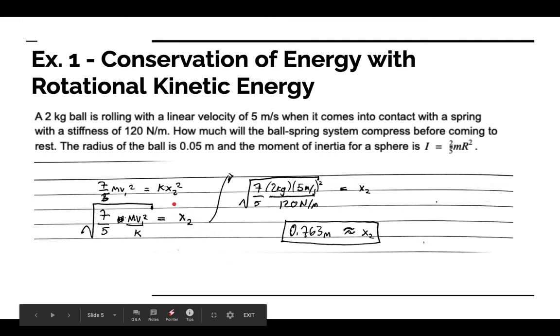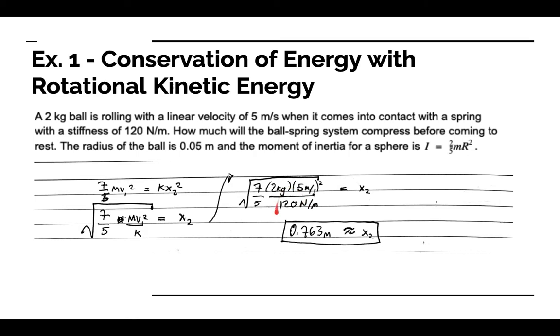As a result, we can now solve for x2, which gives us the square root of 7/5 mv1 squared divided by k, which, after plugging in all our knowns, gives us 0.763 meters for the compression of our spring.